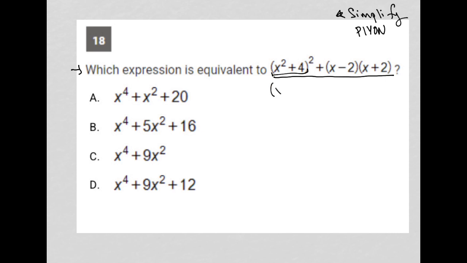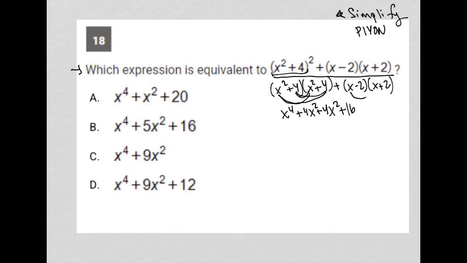So this will be x squared plus 4 times x squared plus 4. And this is still my x minus 2, x plus 2. And to expand, I just do FOIL. So first term first, that's going to be x to the 4th. Outer times outer, that's going to be 4x squared. Inner times inner, that's another 4x squared. Don't forget the squared there. And then last times last, that's going to be plus 16.